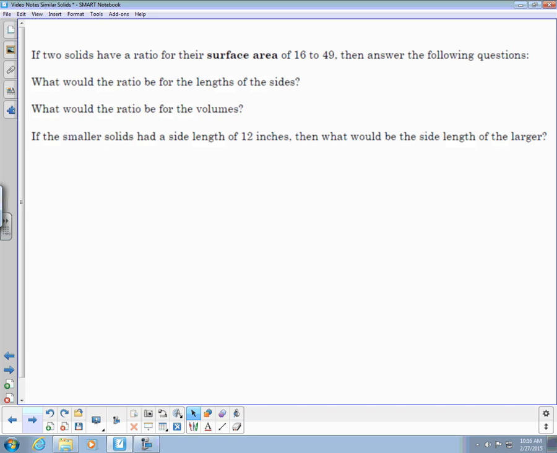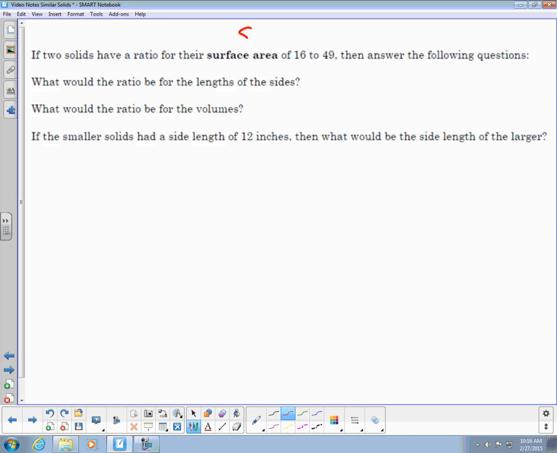Okay, so here's a different question. It says, if two solids have a ratio for the surface area of 16 to 49, then answer the following questions. So pause the video, take a minute to do these questions, and then turn the video back on, and I'll actually put the answers up here for you.